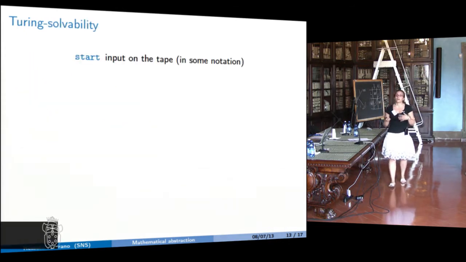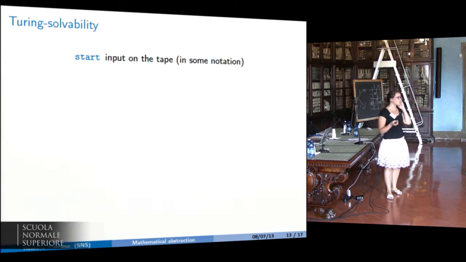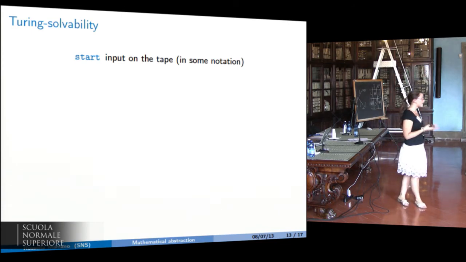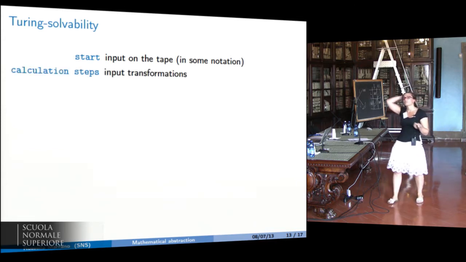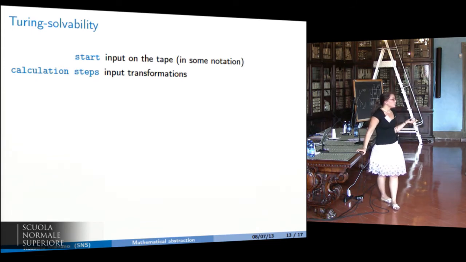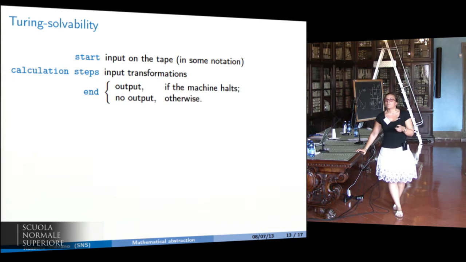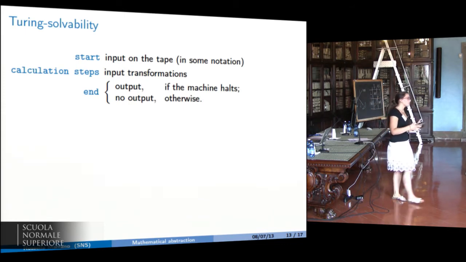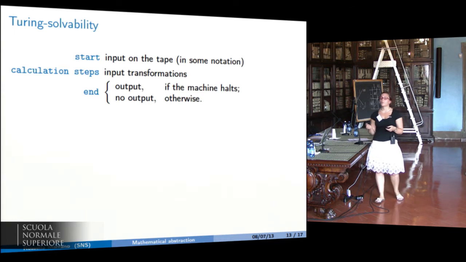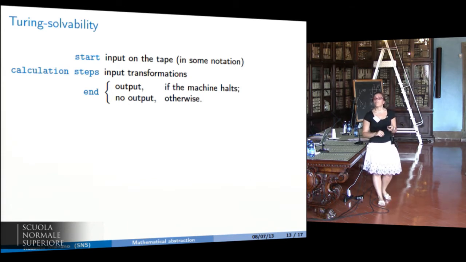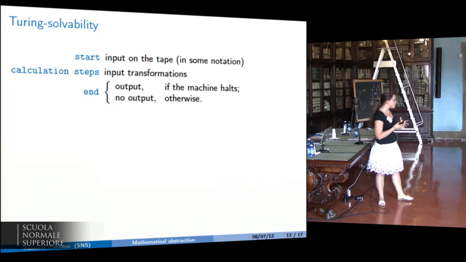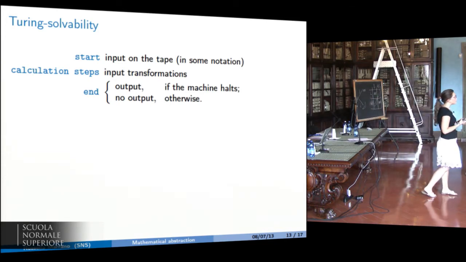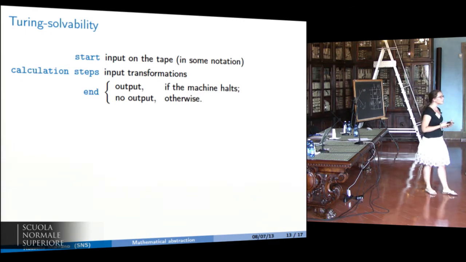So, let's see how a computation goes. We have an input written on the tape, in some notation, usually a binary code. And we just set the machine in motion. We have calculation steps where the machine simply follows the rules we have set before. Then, if the machine halts, we have an output written on the tape, there is a manipulation of the symbols on the tape, and we end up with an output. Or if the machine goes on forever, we have no output. It doesn't halt. And we can now formally define something that before was informal or imprecise. That is the notion of solvability. What does it mean to solve a problem?